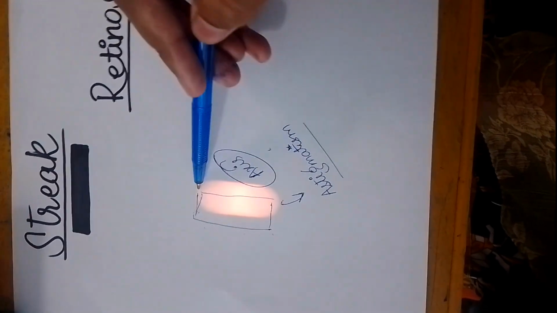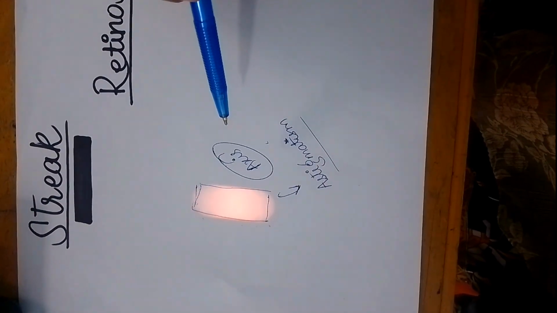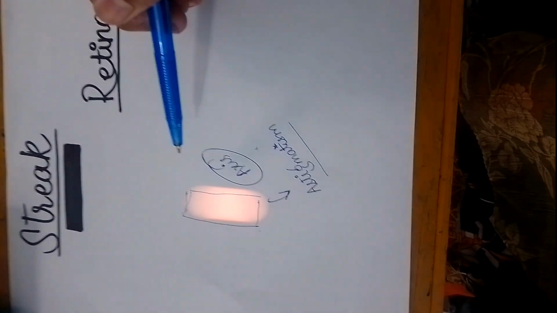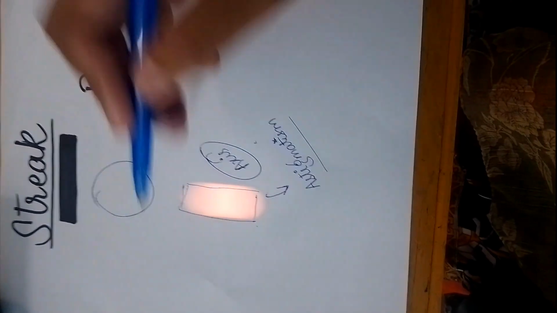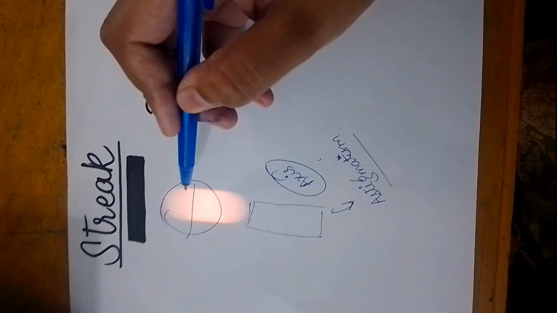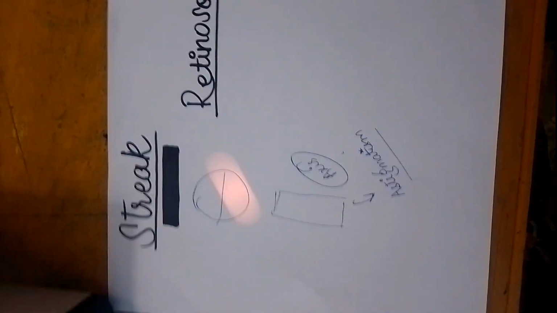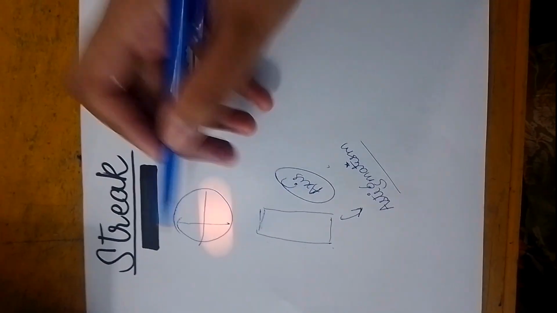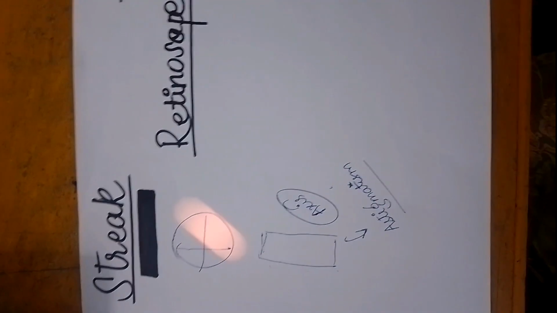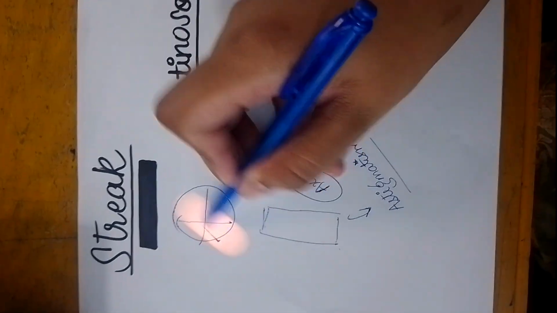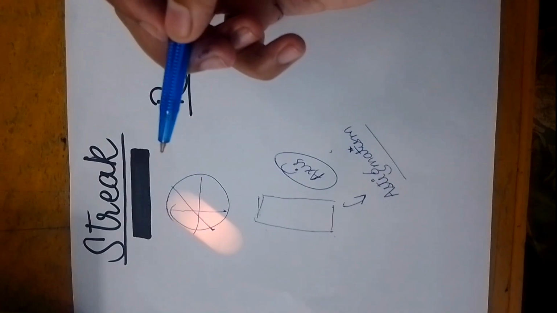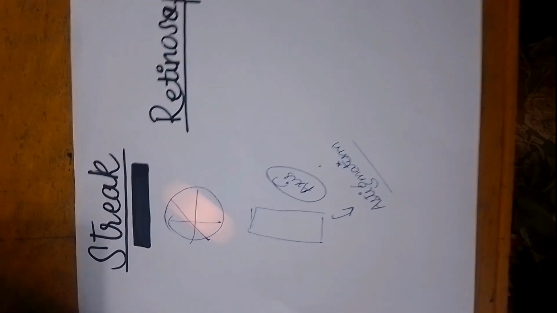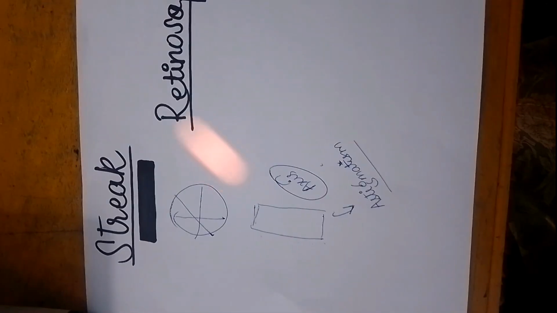You can see the longest one and the shortest one. So this is the streak of light, and that is why it is named the streak retinoscope. It can check the meridians. If you are moving it like this, we are checking the horizontal meridian. If you are moving the streak like this, you are checking the vertical meridian. If your streak is like this, you are checking the oblique meridian. So this streak retinoscope helps you to identify the refractive error in each meridian of the eye.